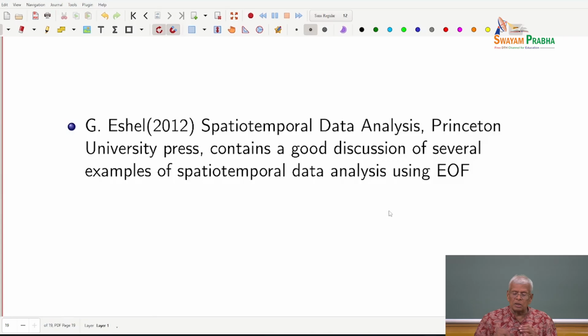There is a very nice book by Eschel, Spatio-Temporal Data Analysis, Princeton University Press, that contains a very good discussion of several examples of spatio-temporal data using EOF, that means empirical orthogonal functions. So we are making progress towards ultimately understanding the data set. So, we talked about two different ways of analyzing the data using principal component analysis.